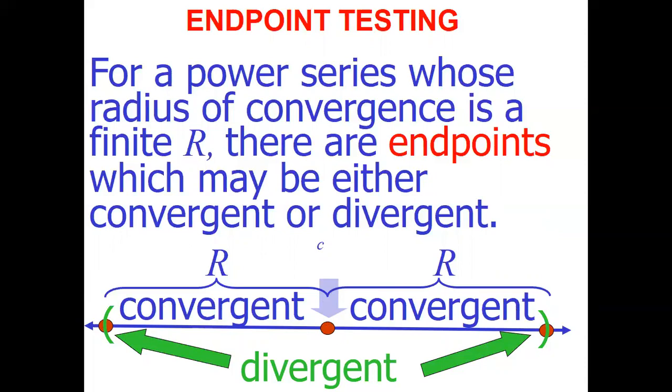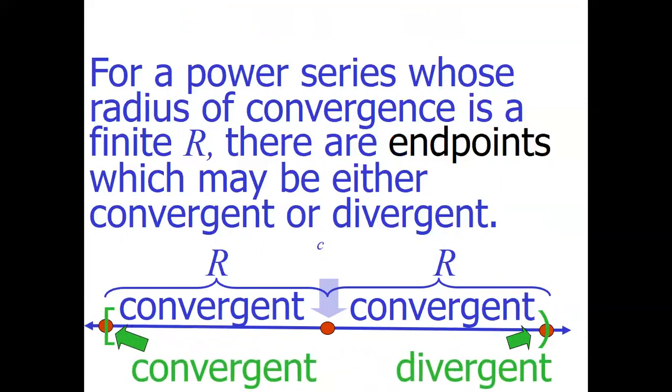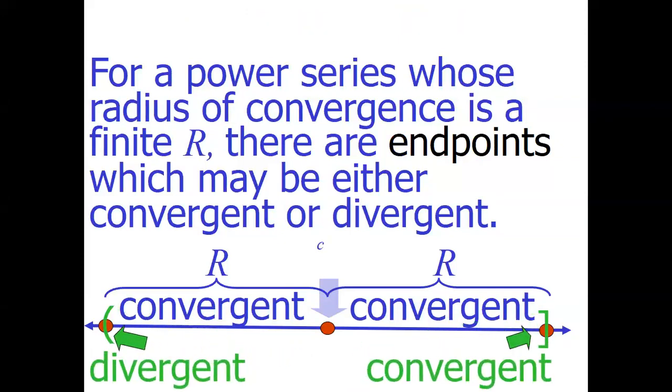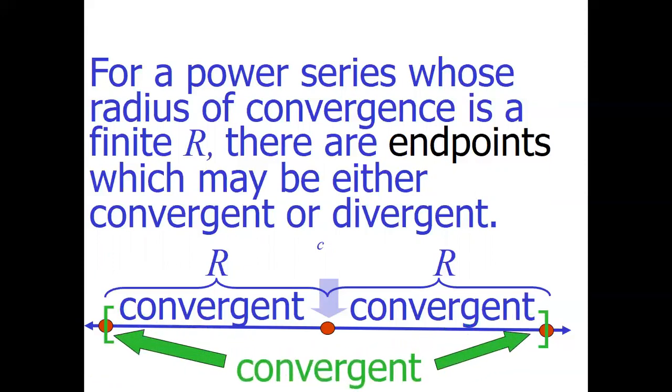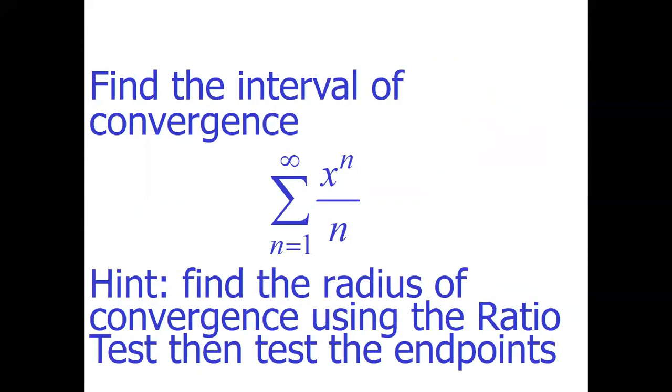Those endpoints are not included. But I might have a situation where one side is converging and the other endpoint is diverging, or vice versa, or both of them could converge. And this happens with our ratio test. This is a really typical question on the series free response questions, because you have to perform the ratio test first, which involves that algebraic manipulation of the limit. And then use a couple of series tests, 2 in fact, 1 for each endpoint, to see what you get.